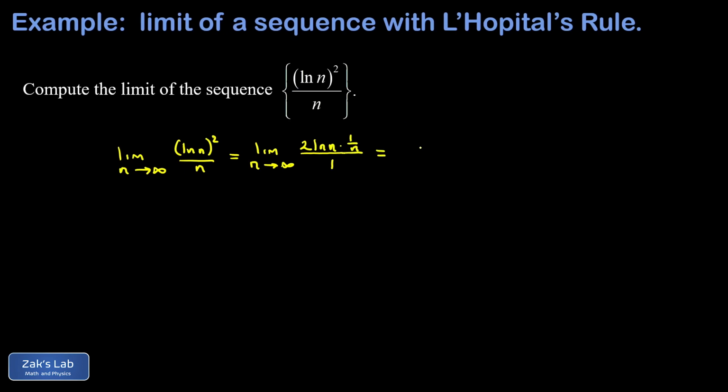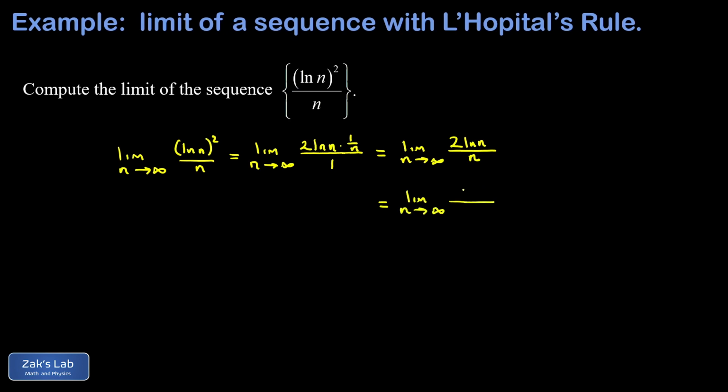Now we're going to rewrite this to clean it up a little bit. So that's 2 natural log of n divided by n. And again, we're looking at an indeterminate form because the natural log function goes to infinity and n itself goes to infinity. So we're going to differentiate one more time.